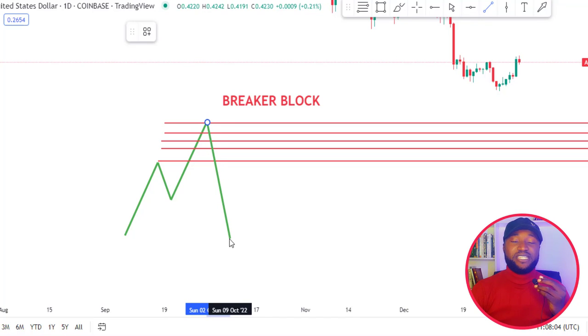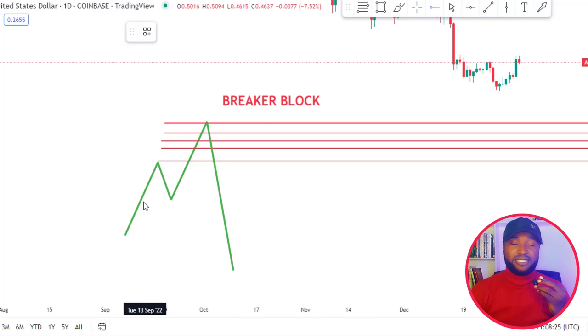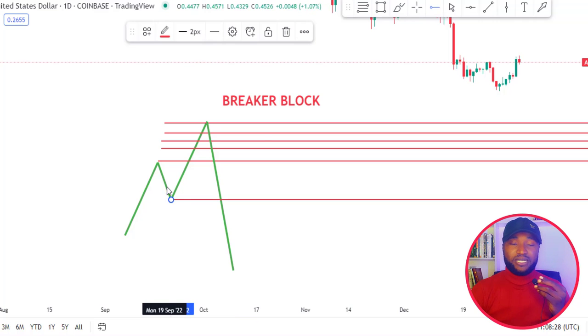Now, a mitigation block will fail to reach this last high and will just have a failure swing and come down. But a breaker block will have to reach up here for the buy stops above this level just to match up the order as much as they can get and then come down to this level and break market structure. Remember, I said this level was the last order block that was violated to the upside, and then this time around it has been broken. It is no longer an order block, it is a breaker block. Okay, it is a breaker block.